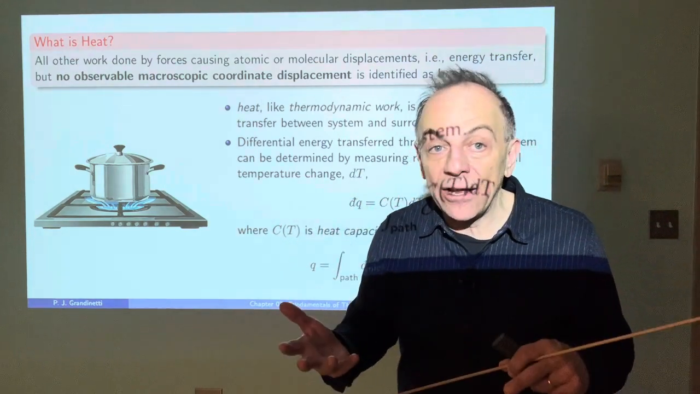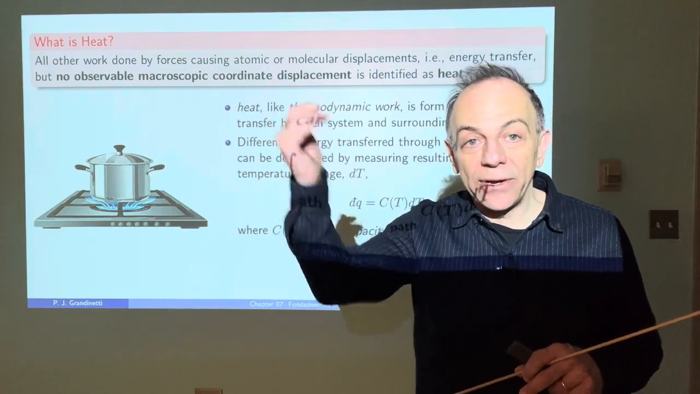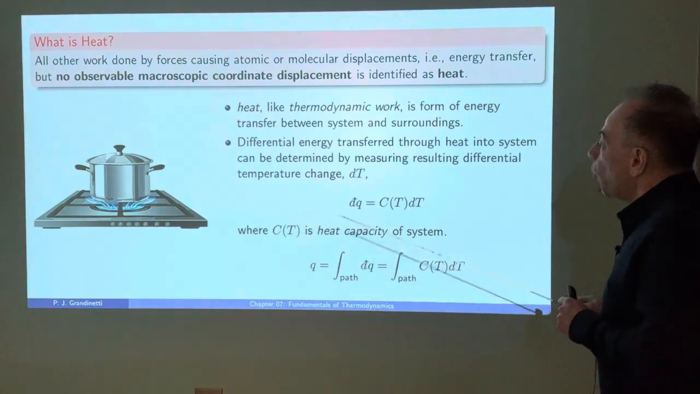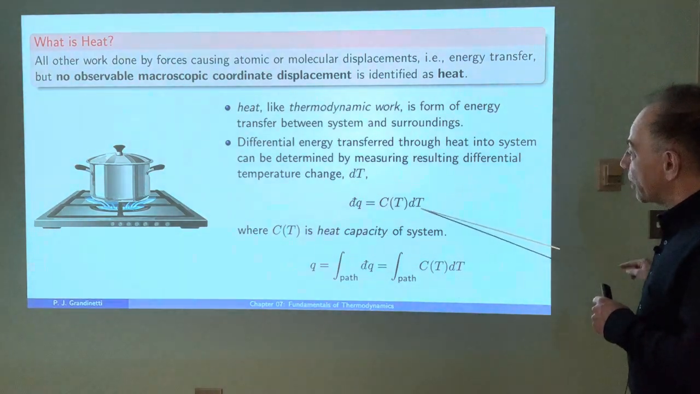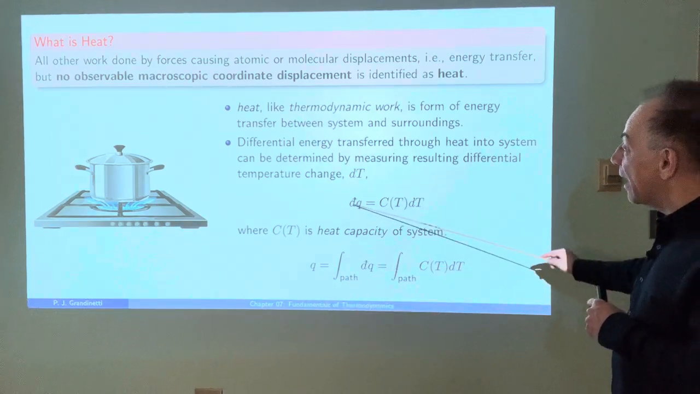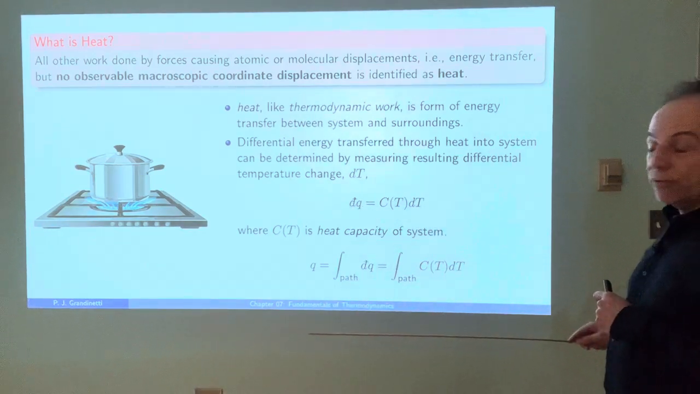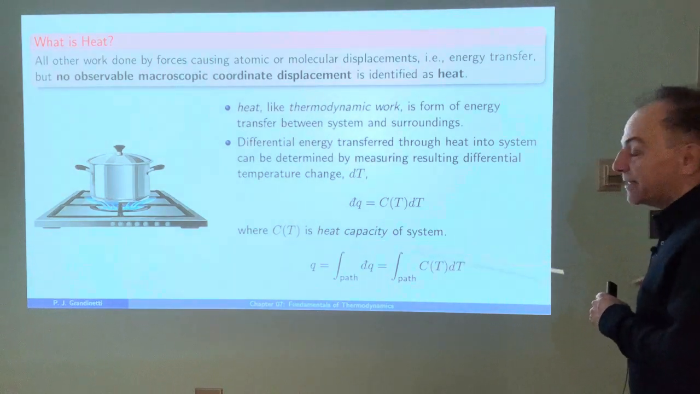And because the kinetic energy is increasing, we know that kinetic energy is related to temperature. We see an increase in the temperature. So we can then measure the heat that flows by just looking at the temperature change and determining what the proportionality constant is between the heat flow and the temperature rise. So this proportionality constant is what's called the heat capacity of a system.